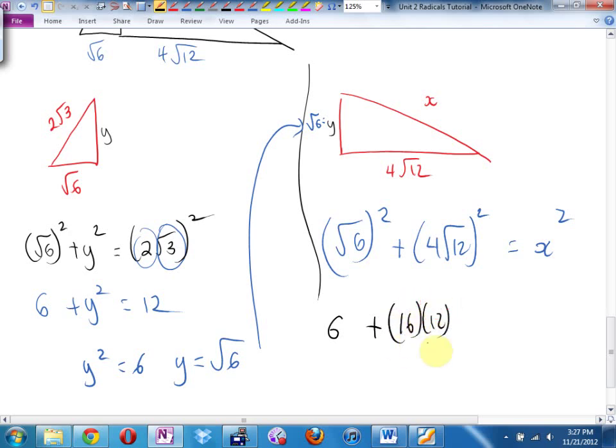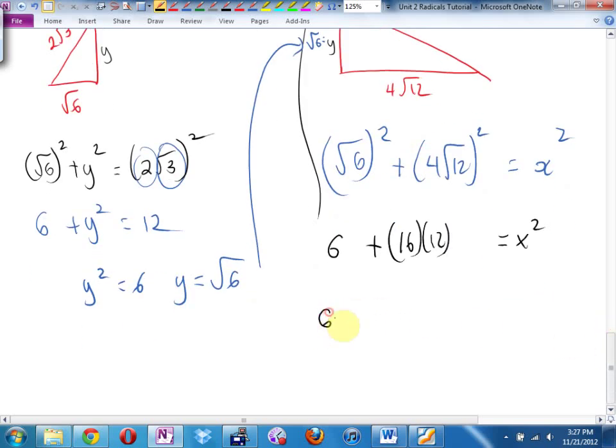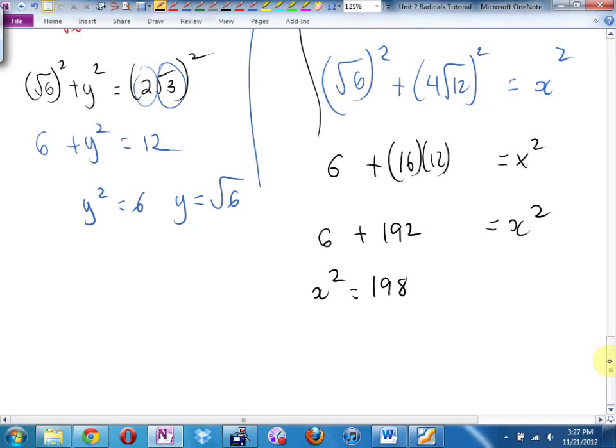It's going to be whatever 16 times 12 is. It's going to be 6 plus 192. X squared is going to be 198. How do I get rid of a squared? Put a square root right on top right there.